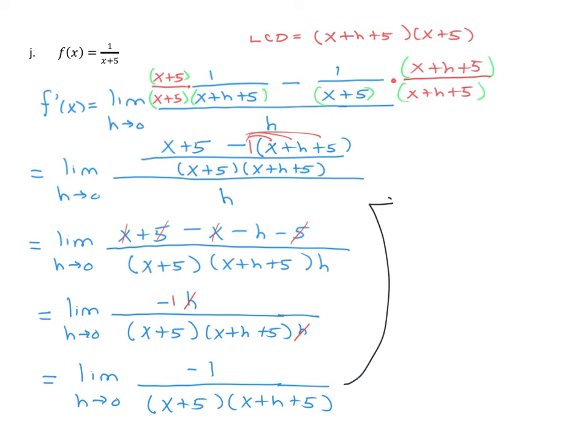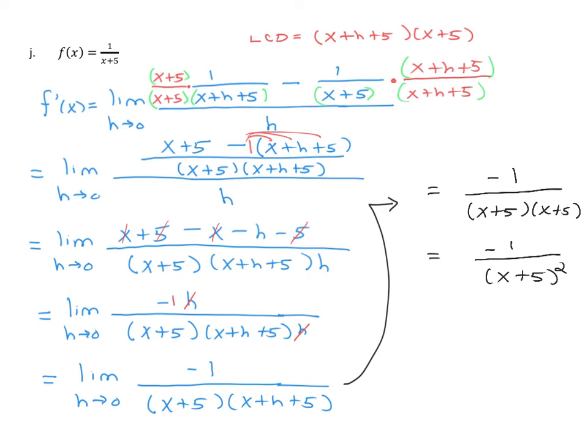It's at this point where we can now actually put 0 in place of h to evaluate the limit. So right here, I can put in 0. I'll be left with an x plus 5 and another x plus 5. So after evaluating this limit, we get negative 1 in the top, we get x plus 5, and then another x plus 5 in the denominator. In fact, I would write this as negative 1 over x plus 5 squared. So this is the answer to the problem. F prime of x is equal to negative 1 over x plus 5 all squared.